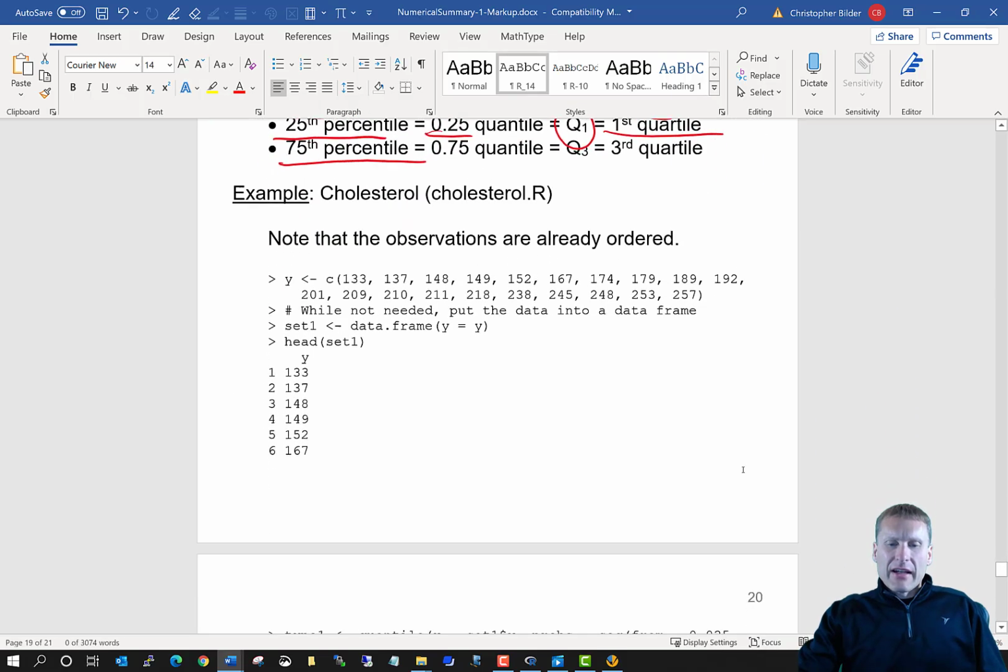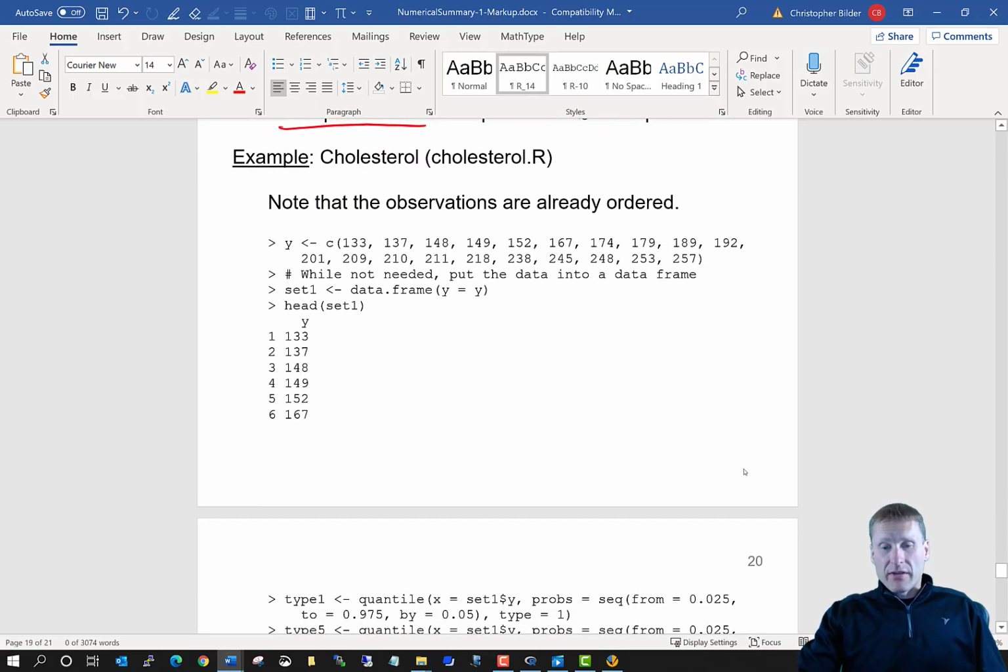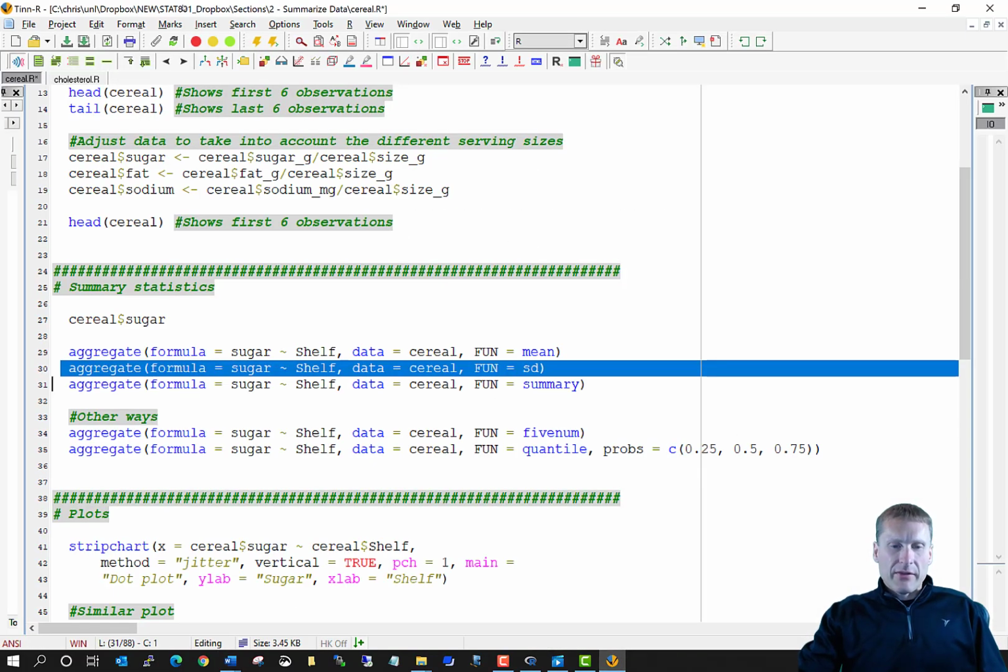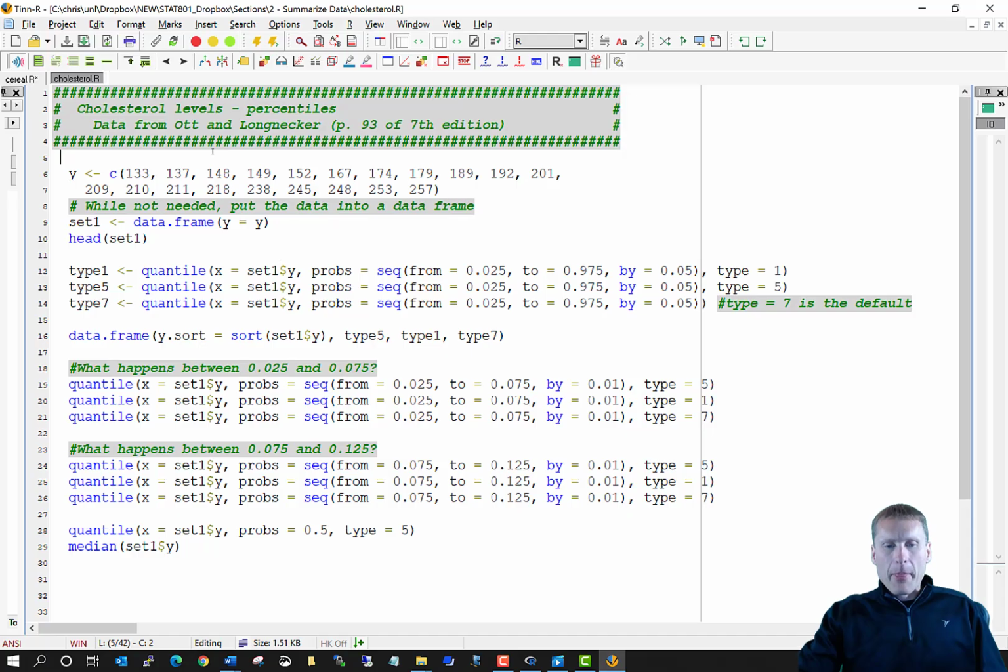So let's take a look at an example. This deals with cholesterol levels. Let's actually go over here to 10. Okay, so this data comes from Ott and Longnecker on page 93 of their 7th edition.